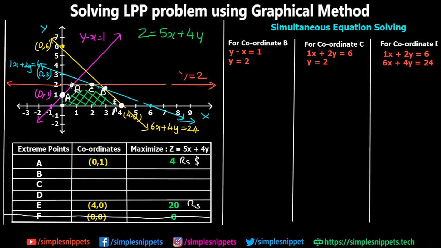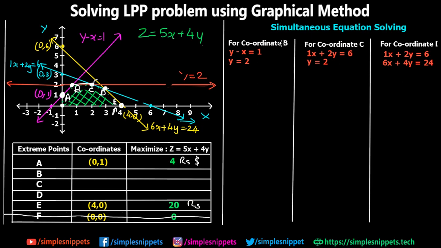We don't know the x, y values of B, C and D, but we know that two lines meet at point B, two lines meet at point C and two lines meet at point D, right? This is something we know because this is where the lines intersect. So now, using this concept, let's first find the values of x and y for coordinate B.